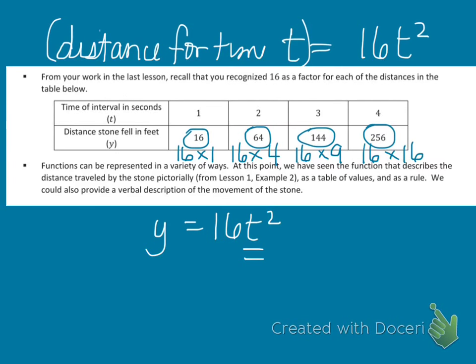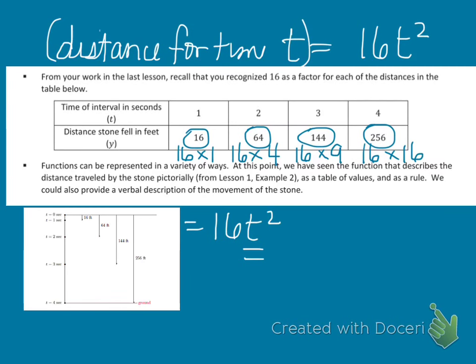So this function we've already seen represented as a table. And now we have a formula, and prior to that, we had this picture that showed the distances that it dropped for a certain amount of time, and we also had a verbal description about the stone dropping. So lots of different ways to describe a function.